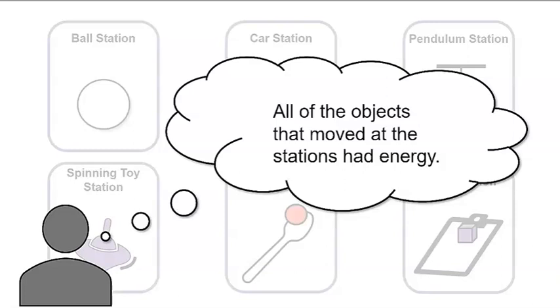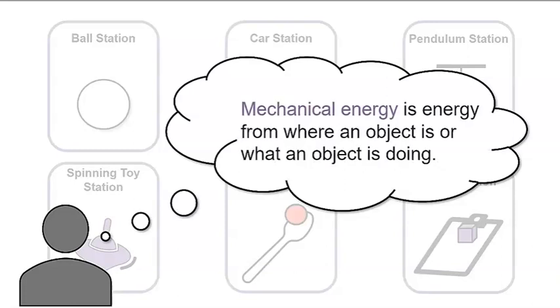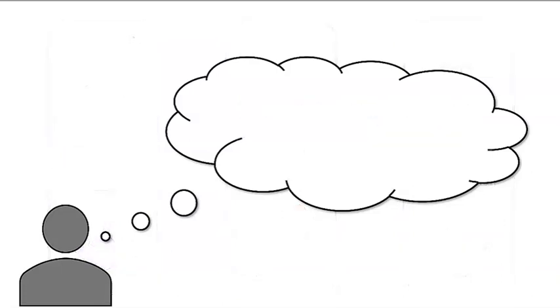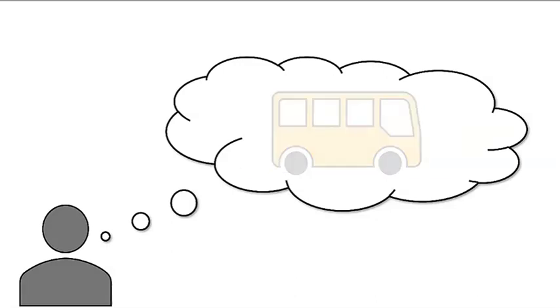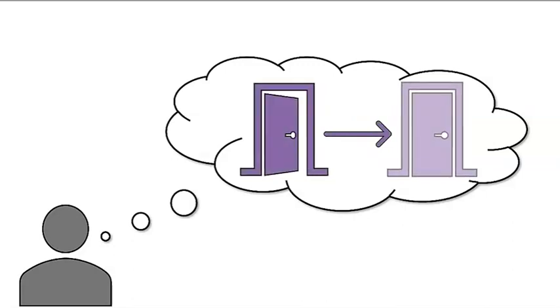The objects at the station had a form of energy called mechanical energy. Mechanical energy is energy from where an object is or what an object is doing. Energy from an object's motion is one type of mechanical energy. Can you think of any examples of mechanical energy that you have observed in your everyday life? Have you ever been on a school bus? A school bus has mechanical energy when it moves down the road. And hey, a classroom door has mechanical energy when it opens and closes.